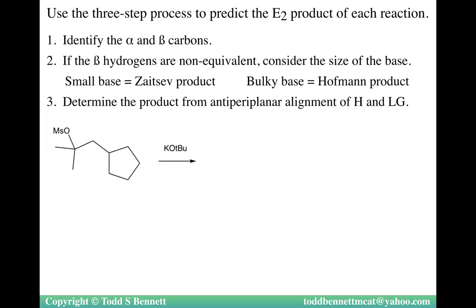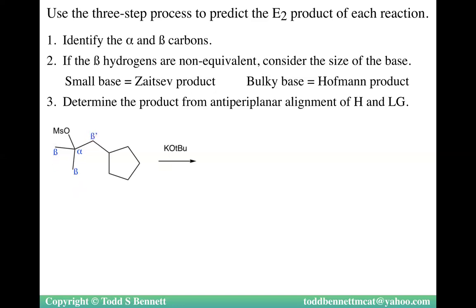less hindered. So alpha is right here. So I identify the alpha, the betas can be here, here, and here. It ends up, these are equal, they're both CH3s coming off the alpha. And then this is your bulkier one, this is your secondary, these are your primaries.